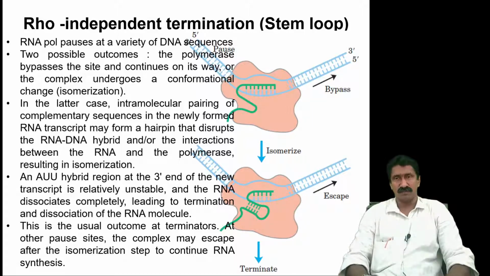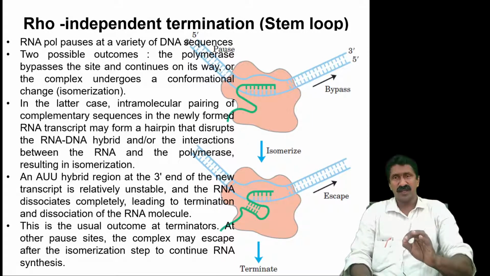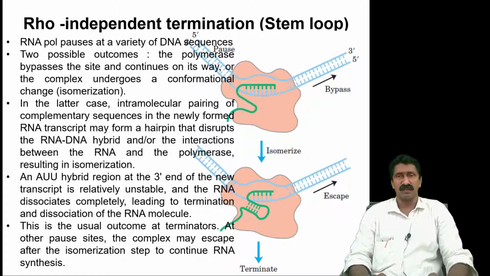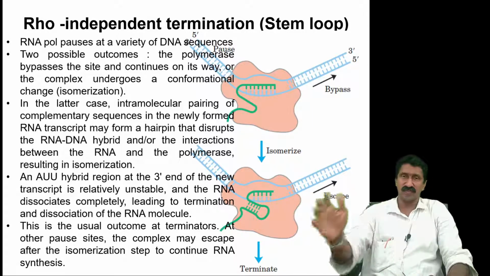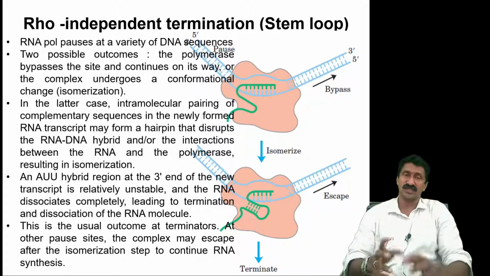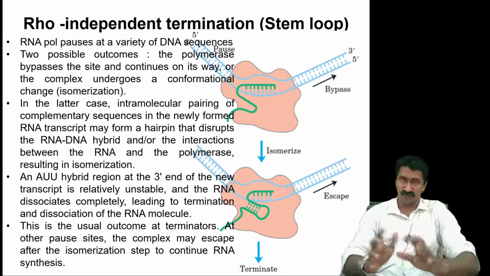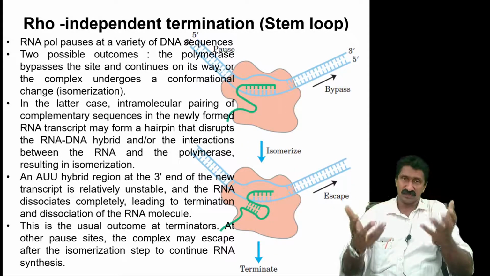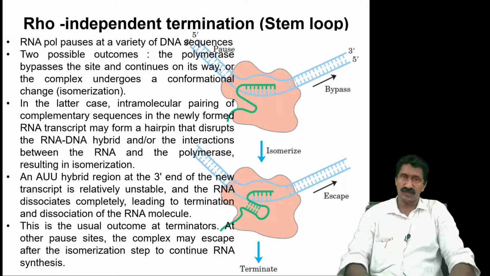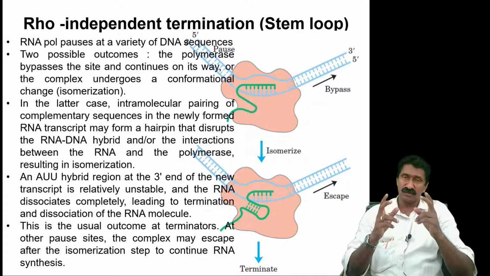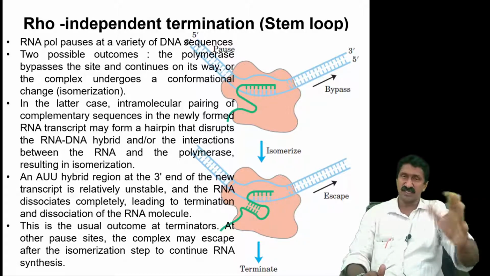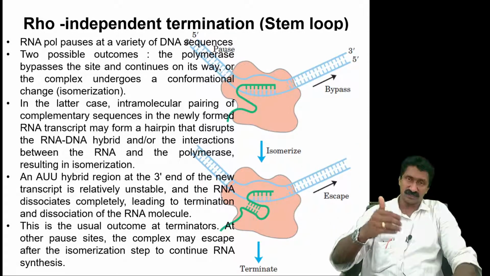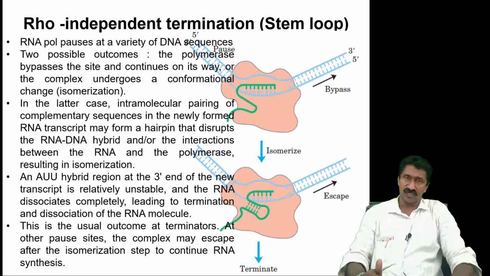The first possible outcome is that the polymerase bypasses the site, or these obstructions, which are faced by the RNA polymerase. It bypasses the site and continues on its way, or the complex undergoes a conformational change, or isomerization, and then it falls off. So we have two possibilities. If the RNA polymerase encounters an obstacle or a hurdle in the process of transcription, we can expect two possible outcomes. One is bypassing it. It overcomes that hurdle, and then it goes on with the elongation process.